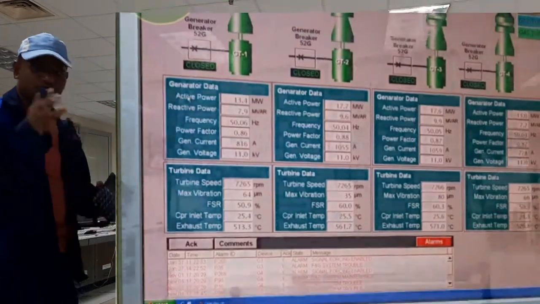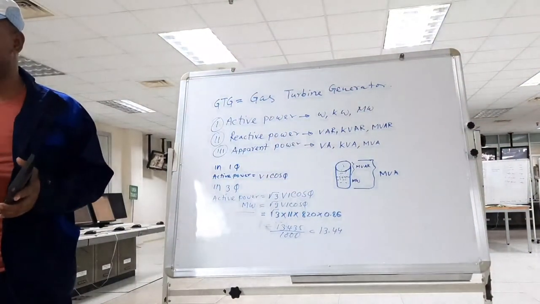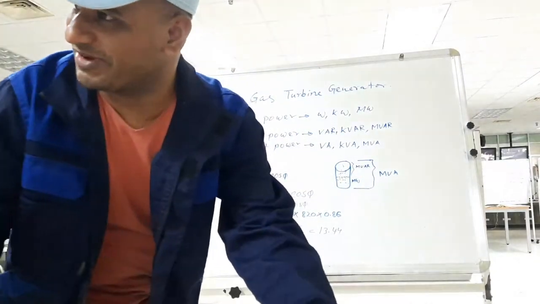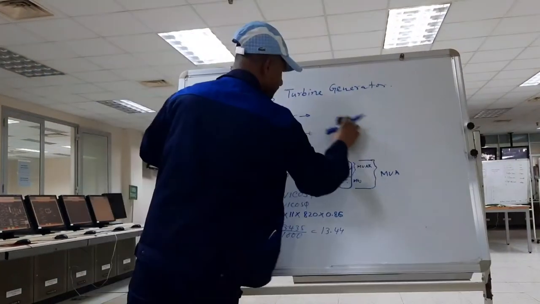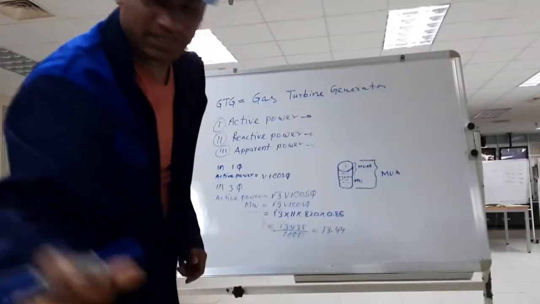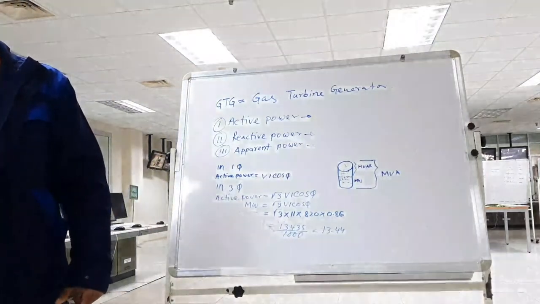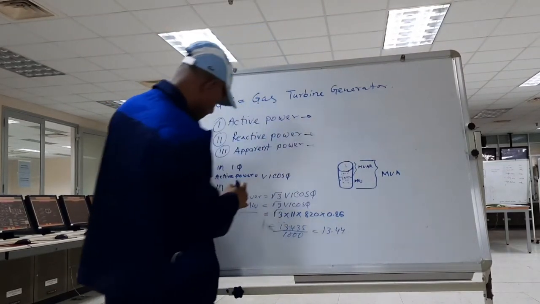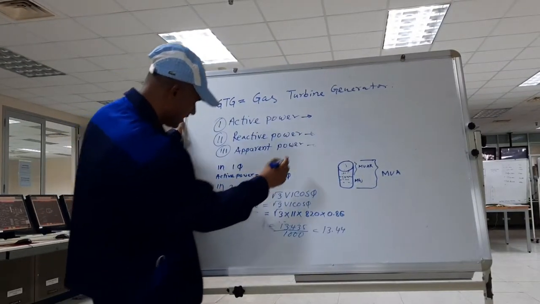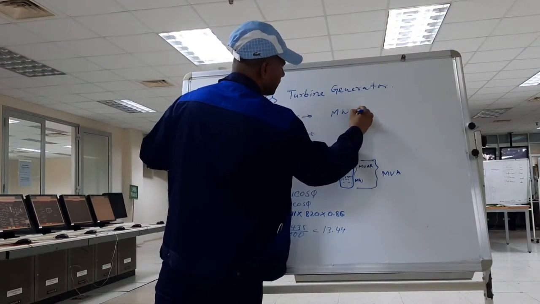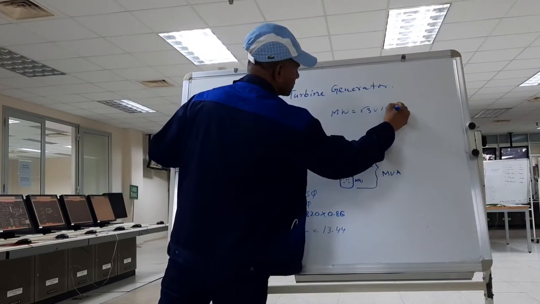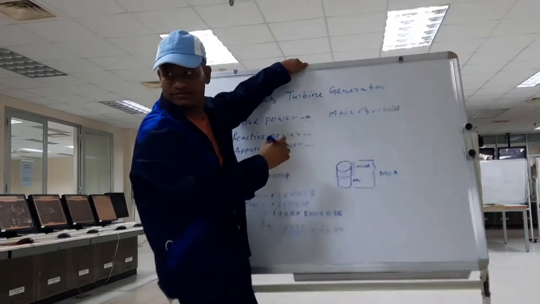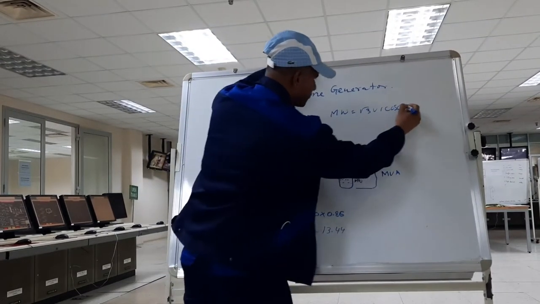But if you know the megawatt, but you don't know the current, how will you calculate it? You have the megawatt, say 13 point something. Okay, for example we take 17.7. So our main rule is root 3 VI cos psi: megawatt equals root 3 VI cos psi. So which one is required? You want to calculate current.